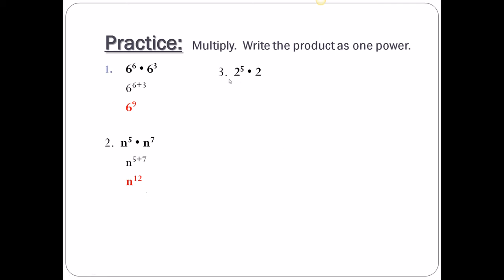All right. 2 to the 5th times 2 to the... what exponent would be here? Yeah, 1, because we don't write an exponent of 1. So we have 5 plus 1, so it's 2 to the 6th. All right. 24 to the 4th times 24 to the 4th. Do we have the same base? We sure do. So same base means we add our exponents. So we have 24 to the 8th power.